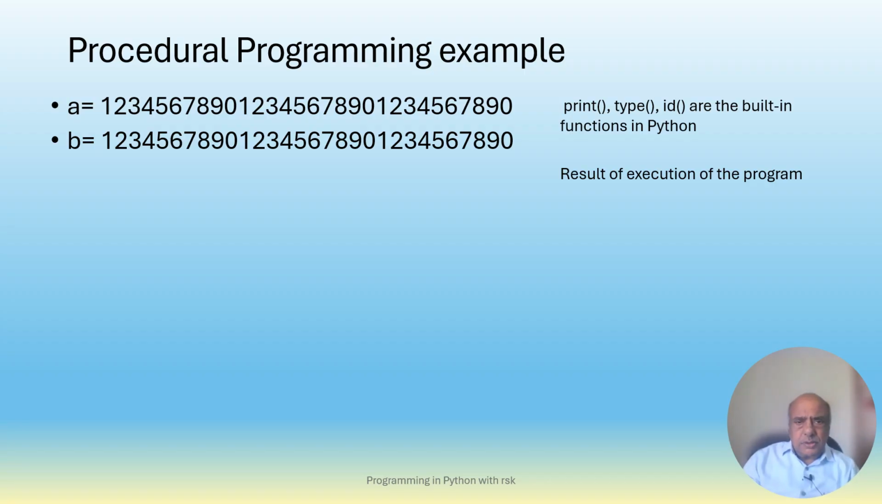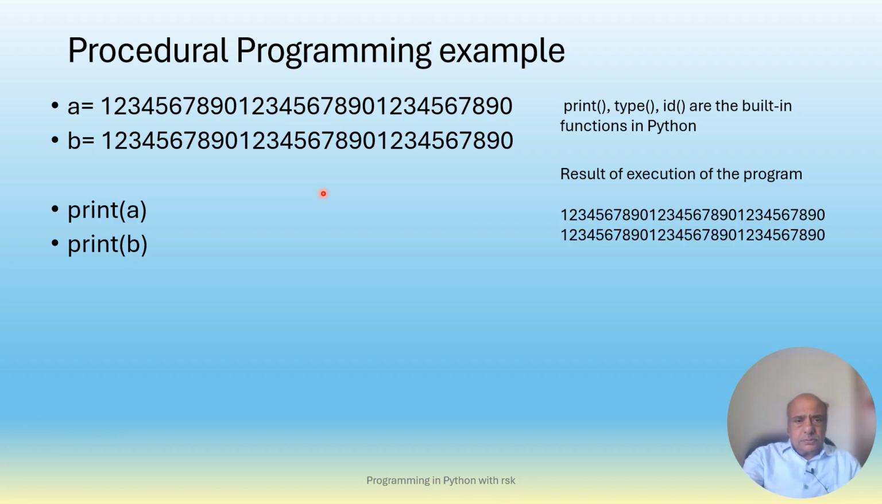Let us see what are the different paradigms which we discussed earlier. Now this is a procedural programming example. What I have done is a is equal to this much, b is equal to this. These are the values assigned to a and b. You can see these are the same values I have entered, just for example. This print a displays the value of a, print b displays the value of b.